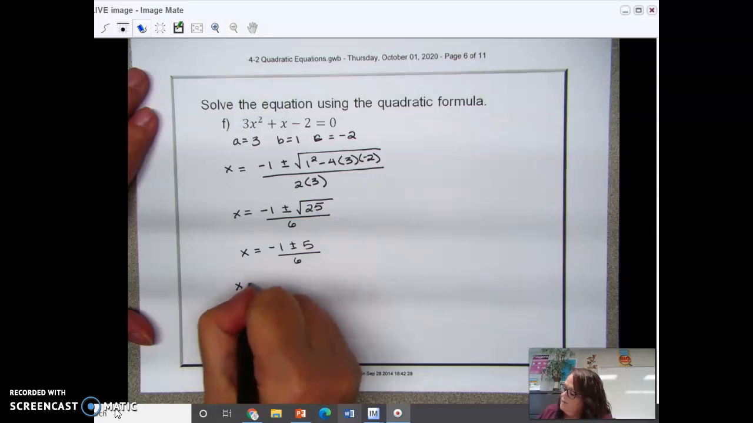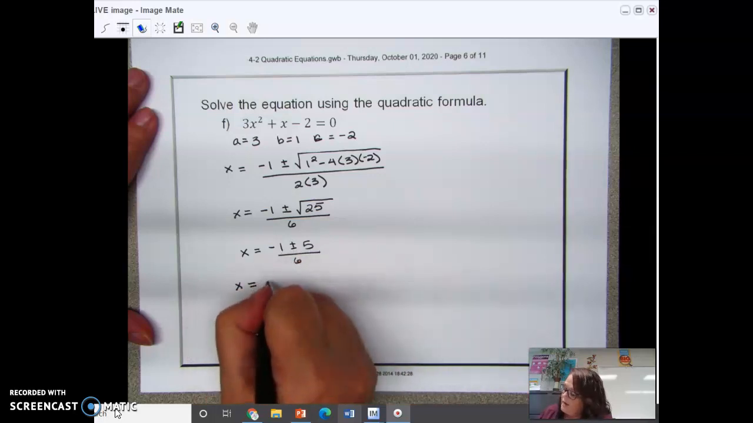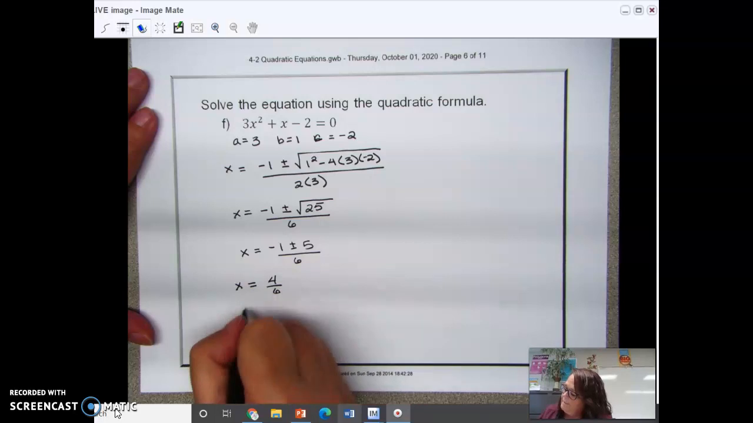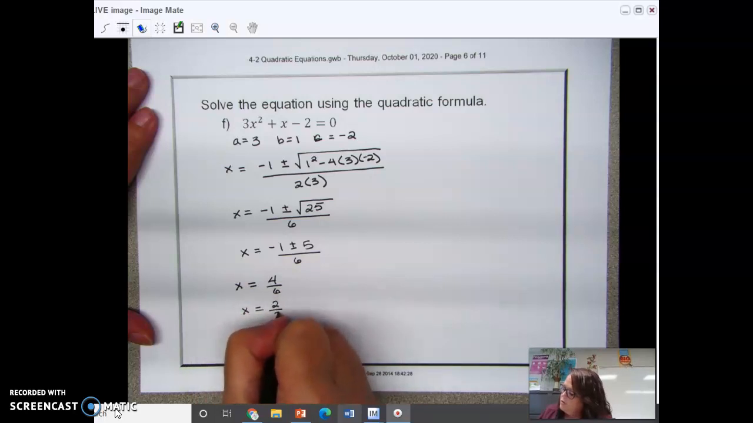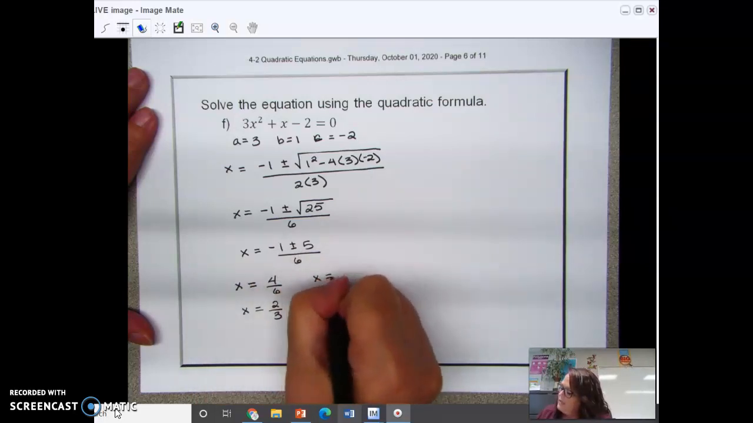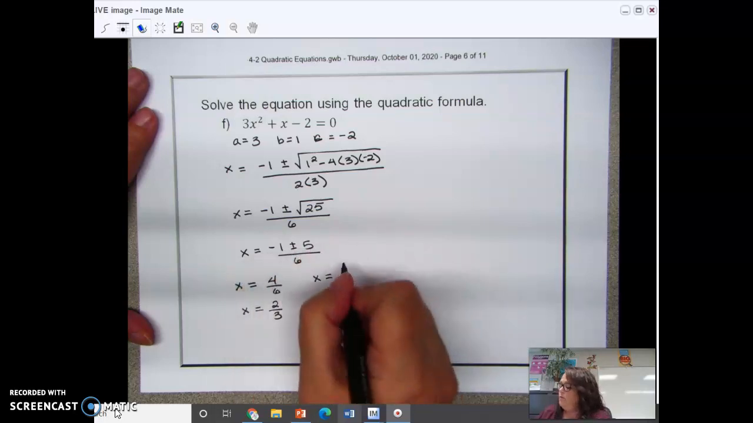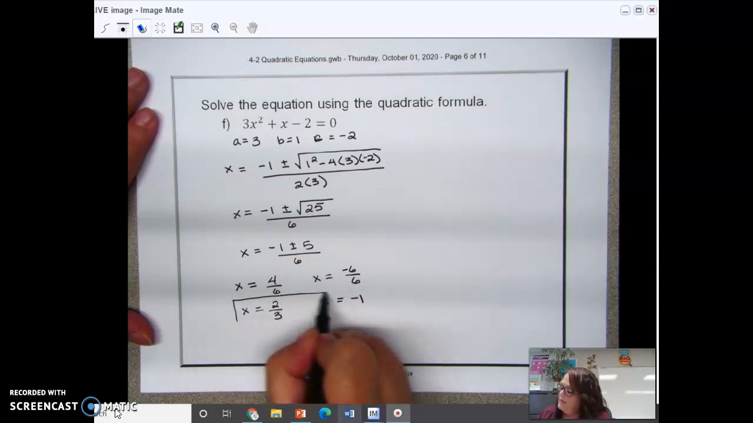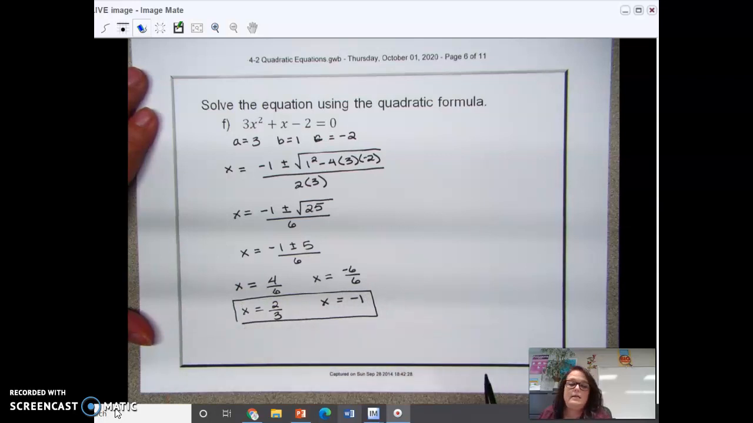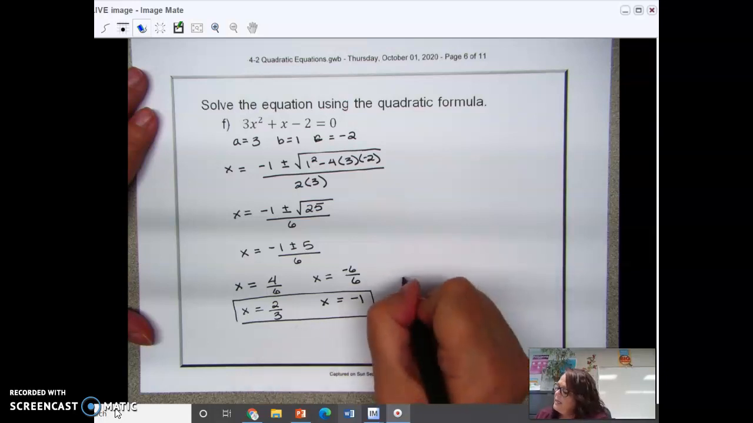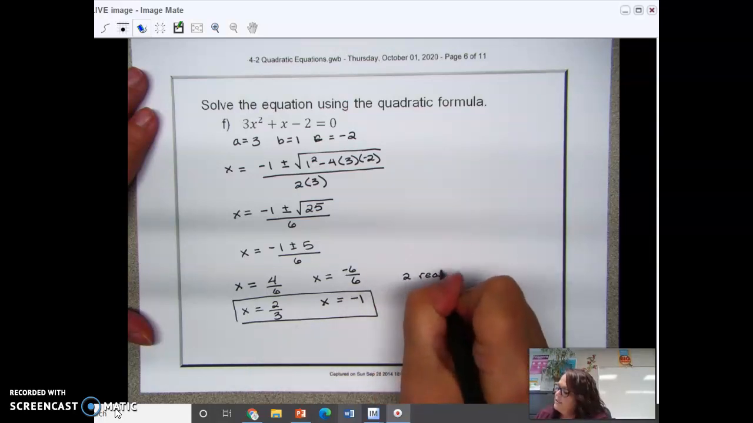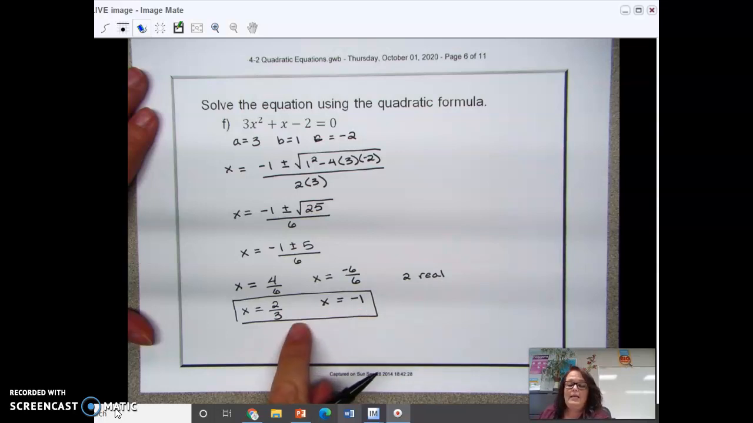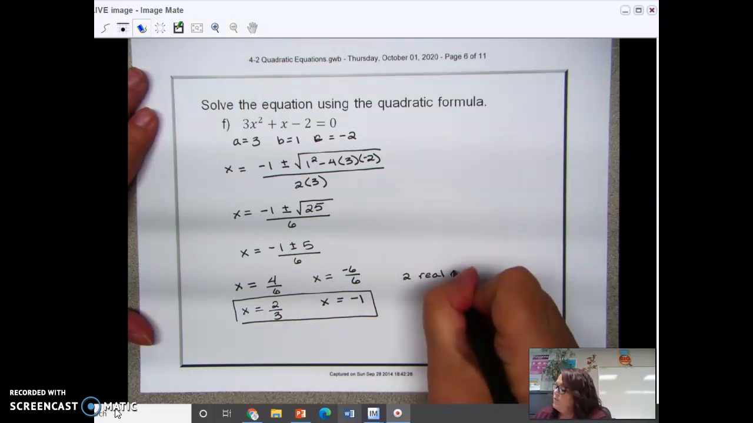So that means that I have x is equal to -1 plus 5, which is 4 over 6, and that reduces to 2/3. And then I have x is equal to -1 minus 5, so -1 plus -5 gives me -6 over 6, and so x is equal to -1. And that matches exactly what we got when we did solving by completing the square. So what I want you to notice is we have 2 real solutions here, and even further, I didn't end up with any radicals in there, so they're actually rational as well.